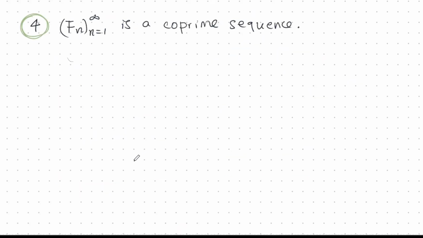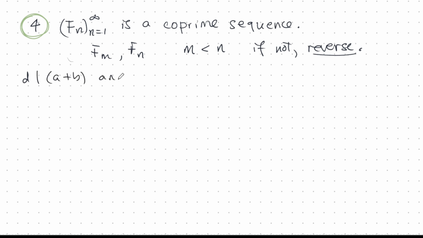Now comes the grand finale. We will prove that the Fermat numbers are an infinite coprime sequence. Let's take any two Fermat numbers, fm, fn, and we will assume that m is less than n. And if not, then just reverse them. And so we don't lose any generality by assuming that m is less than n. Now we're going to use a little lemma, which I've used before. Let's say D divides the sum a plus b and D divides a, then D divides b. This is proved in Euclid, I think.